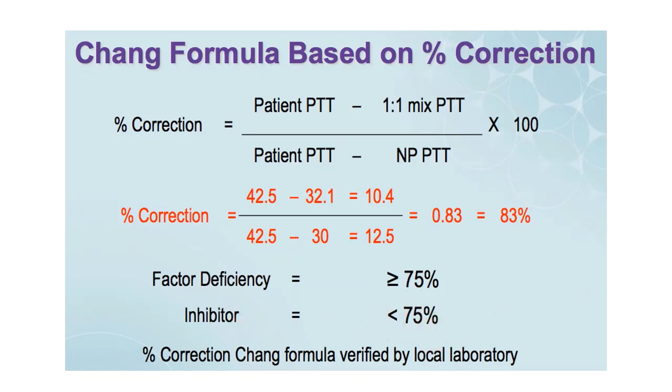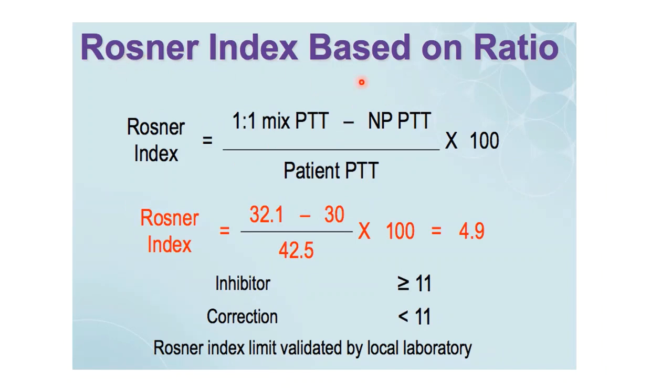Similarly, there is Rosner's index also, which is used to calculate correction. So the 1:1 mix APTT minus the normal APTT, divided by the patient APTT, times 100. A value more than or equal to 11 would mean there is an inhibitor, and less than 11 would mean that it is corrected and it is a factor deficiency.